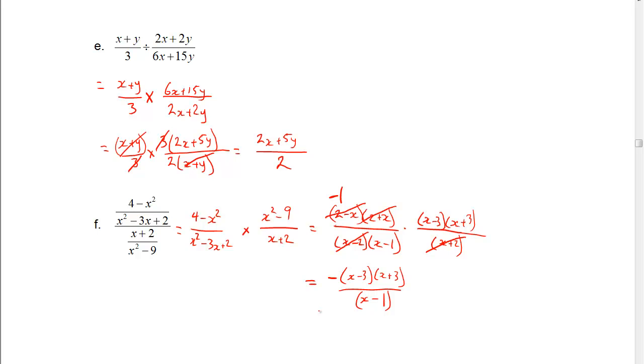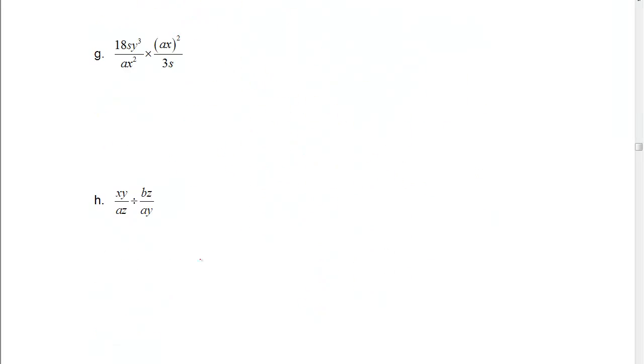So we'll move ahead now and do two more. So in G, here we don't have any addition or subtraction. We can simplify with the exponents first. So 18sy cubed over ax squared, multiply that by a squared x squared. Remember, exponent rules say that if there's a squared outside, it goes with both pieces of the product inside.